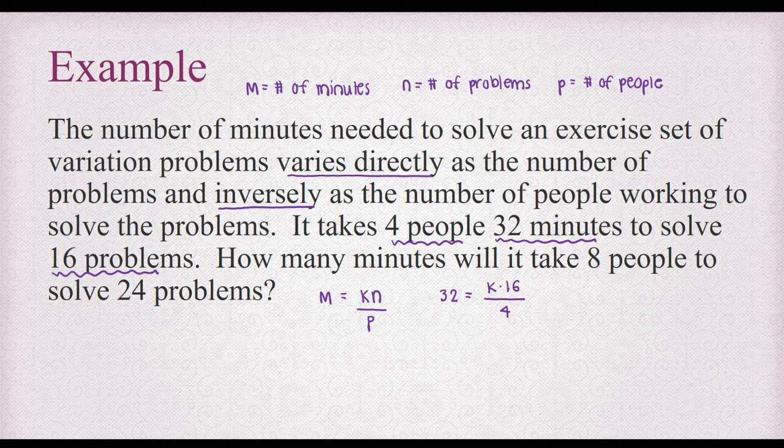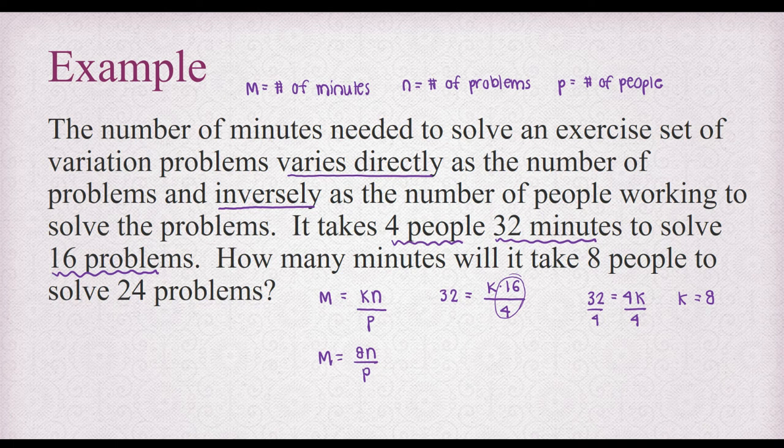A couple different ways we could do this. We could get rid of the division first by multiplying both sides by 4. However, if you take a look, these numbers right here are divisible. 16 divided by 4 is going to be 4. So we'll have 32 equal 4 times k. Then I can divide both sides by 4, and I get k to be 8. Okay, so now I really have m equals 8n divided by p.